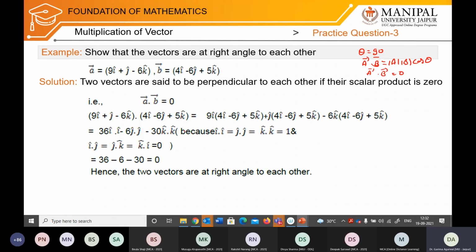We need to find just the dot product. That is 9 into 4, 36. 1 into minus 6, and minus 6 into 5, 30, minus 30. And the total is 0. Hence, these two vectors are at right angle. Clear?